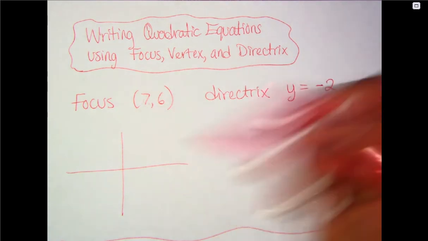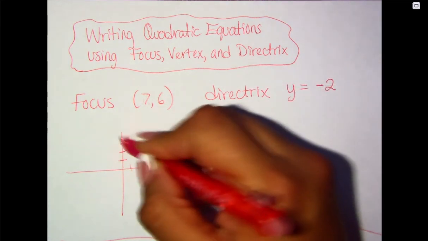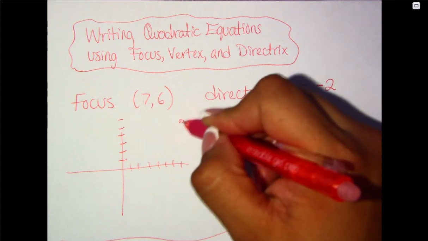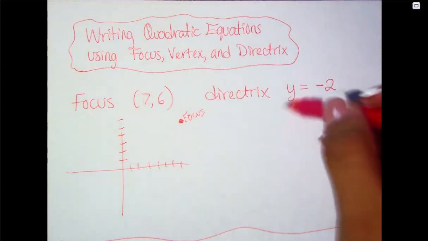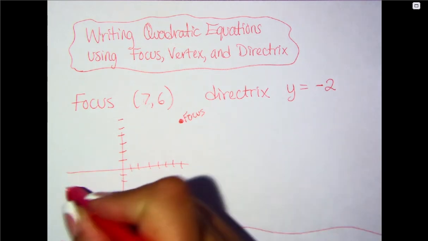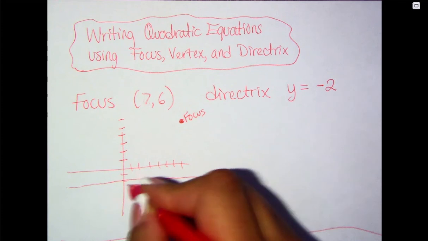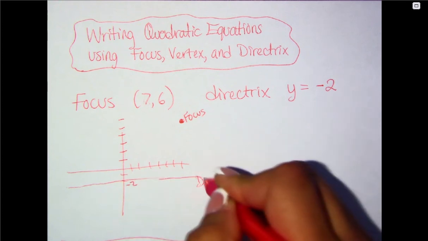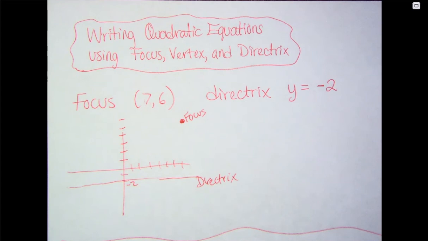Here the focus is (7, 6), so counting 1, 2, 3, 4, 5, 6, 7 and 1, 2, 3, 4, 5, 6, somewhere here is your focus. And then the directrix is at y equals -2, which will be a horizontal line crossing where y equals -2. So this is your directrix. With these two pieces of information, how can we write an equation?